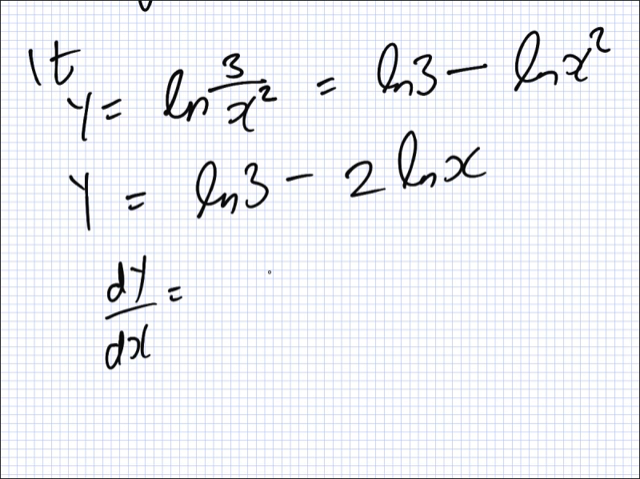Now we can differentiate. Log 3 has a derivative of 0 because it's a constant. And the derivative of log x, do you remember? Minus 2 times 1 over x, which of course is minus 2 over x. That's the answer then.